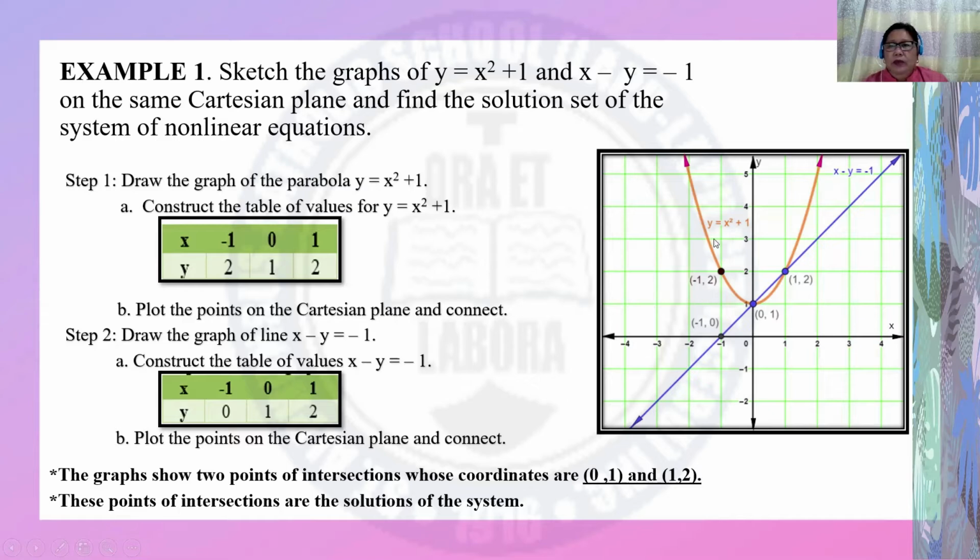And then do not forget to label properly the graph with the name of the parabola, then the name of the line, which is x minus y is equal to negative 1, and label the points. And do not forget to indicate y for the y-axis and x for the x-axis. Just highlight the points of intersections.